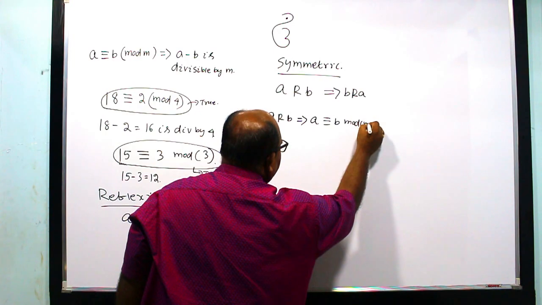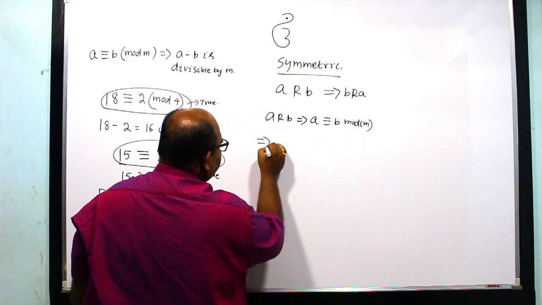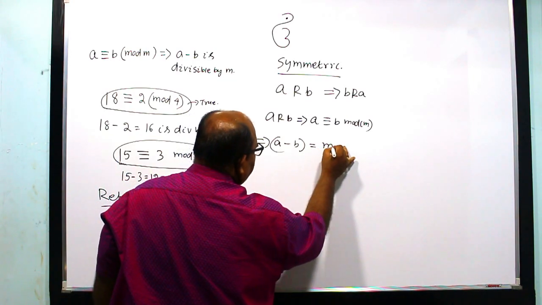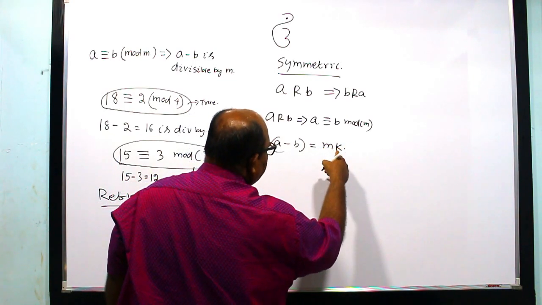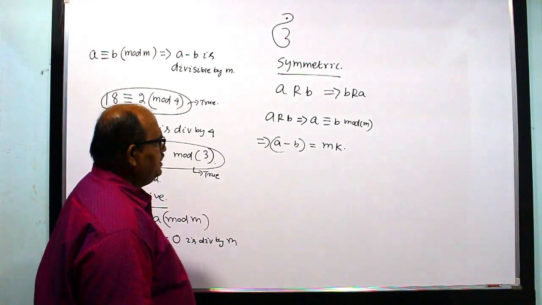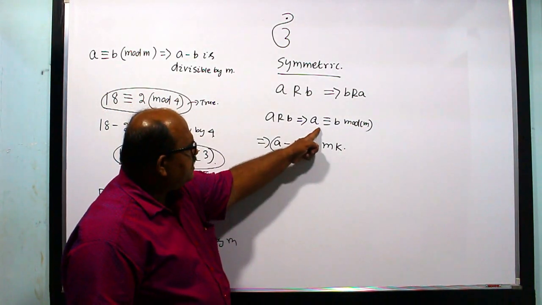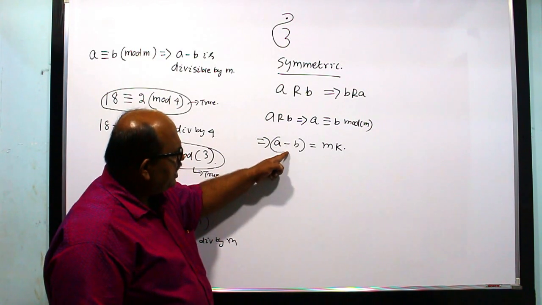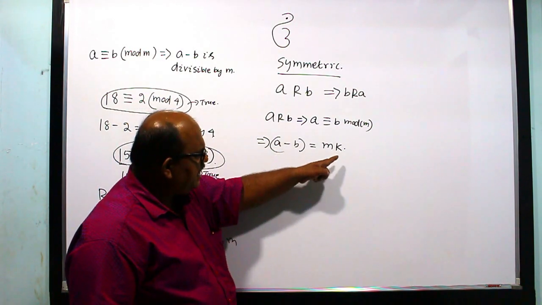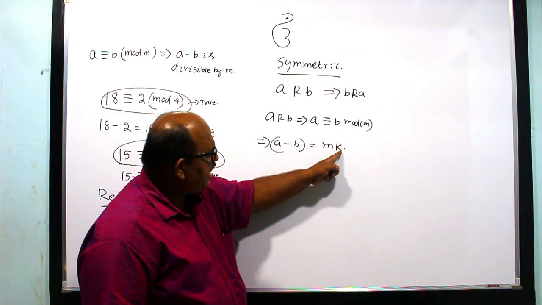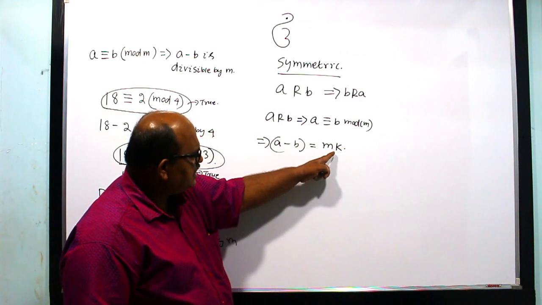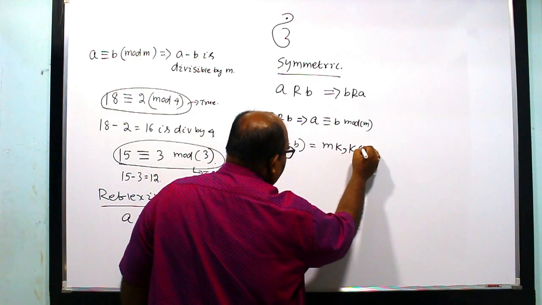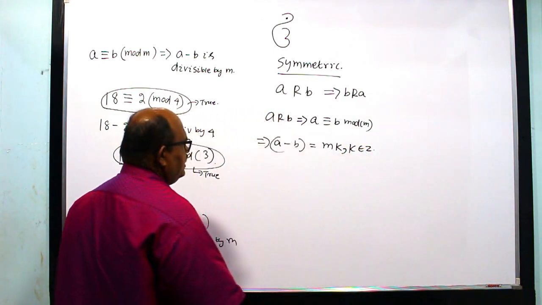M, because the relation is given. This implies A minus B is divisible by M, so A minus B is equal to MK where K is an integer. Look, the meaning of the congruence modular relation is A minus B is divisible by M, so A minus B is equal to MK. Here K will be an integer, so we write K belongs to the integer set Z.